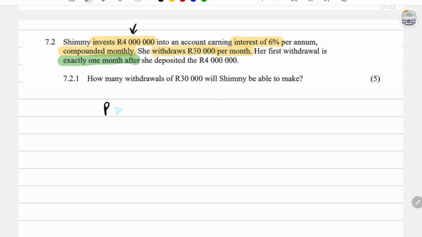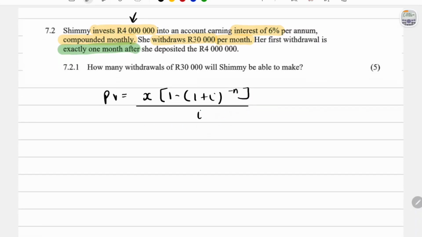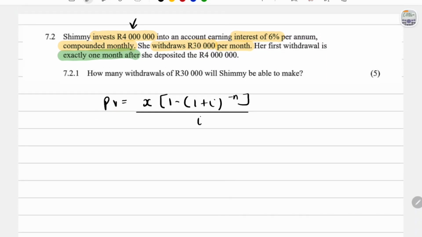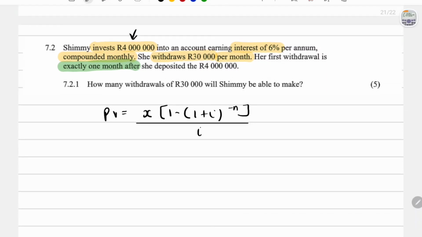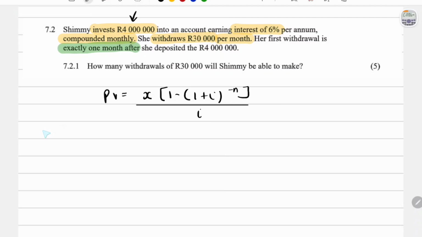So remember that the present value formula is X multiplied by 1 minus (1 plus i) raised to the power of negative n, and then all over i. And remember, this is in your formula sheet. Okay, so the present value right now would be the 4 million. Okay, so that's what we have there.